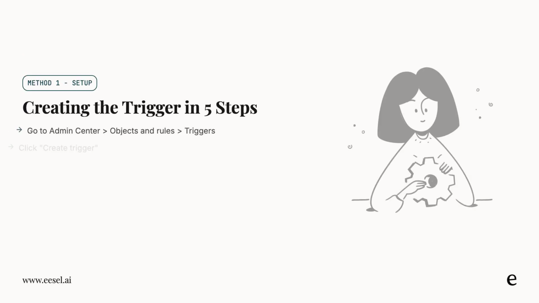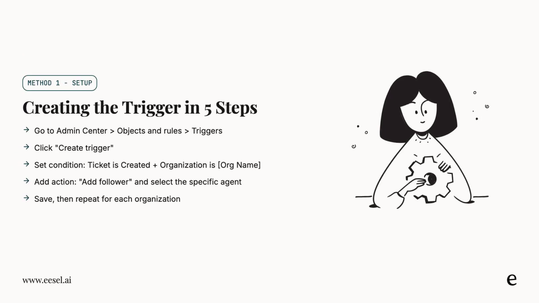Go to Admin Center, open Business Rules, then Triggers. Create a trigger with 2 conditions. Ticket is created, and organization is set to a specific org. Add the add follower action, select the agent, save, and repeat for each organization.